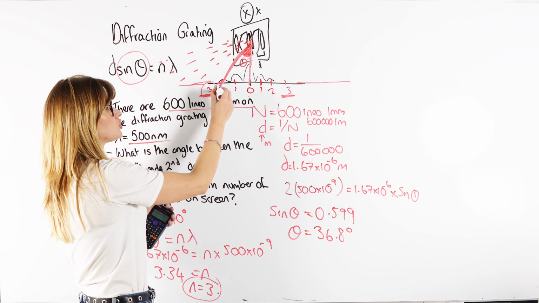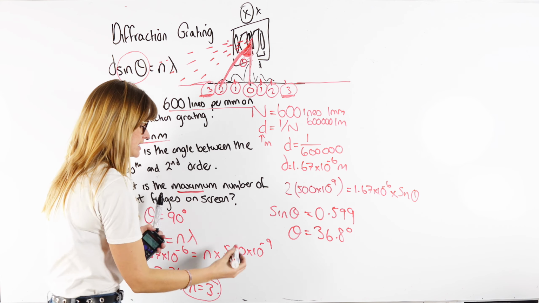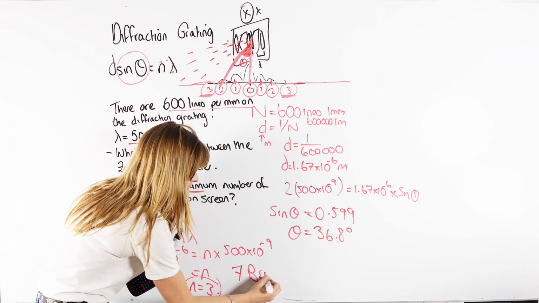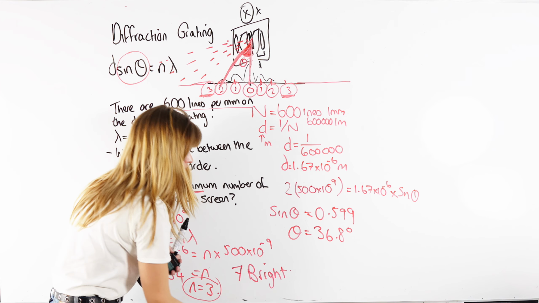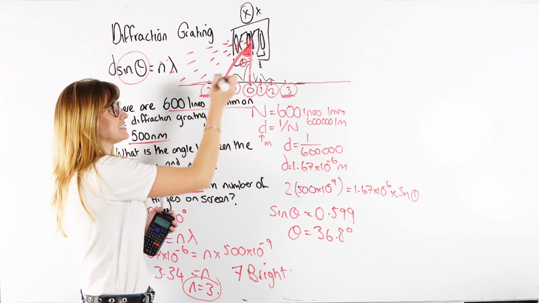So it's 1, 2, 3, 4, 5, 6, 7. It is going to be 7 bright fringes. Okay? Or you could do 2 times the order number plus 1. But you can't forget that central maximum.